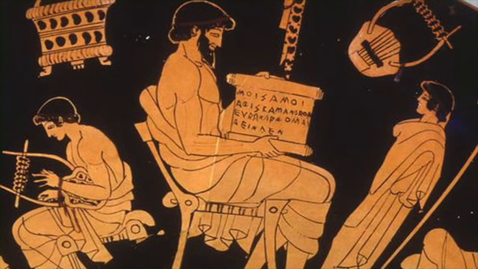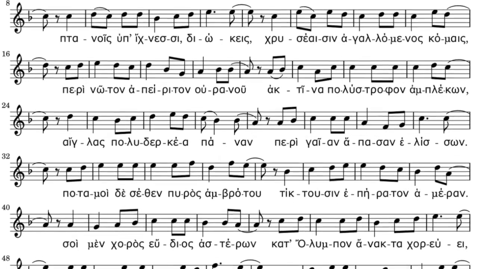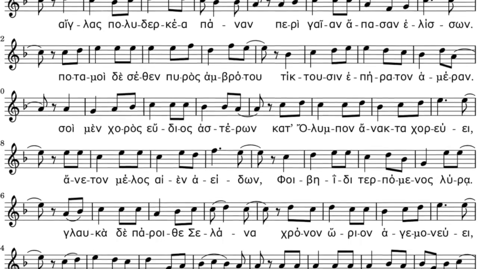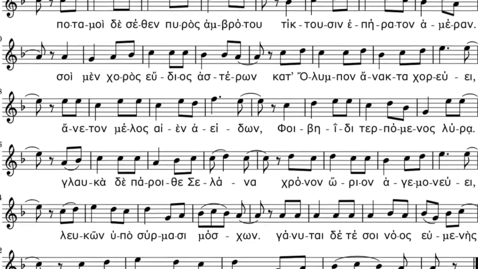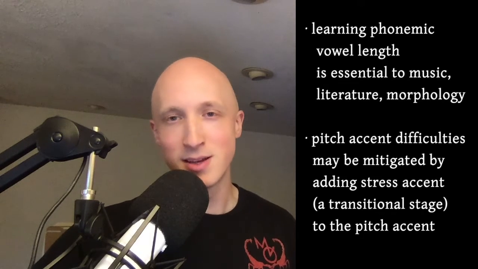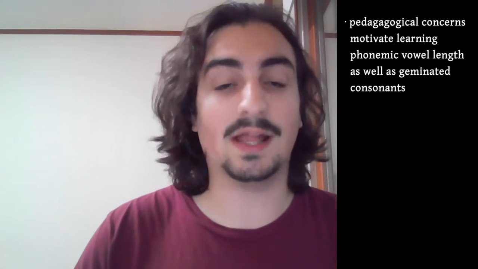Therefore, in order to appreciate the aesthetic beauty of these works, intuitive knowledge of long and short vowels, as well as pitch accent, is most vital, and that intuition is best cultivated through everyday speech. We believe the challenges of learning pitch accent, however, may be mitigated by allowing stress accent to accompany the pitch accent, which was doubtless a transitional pronunciation system of Koine. This decision has a pedagogical element as well.